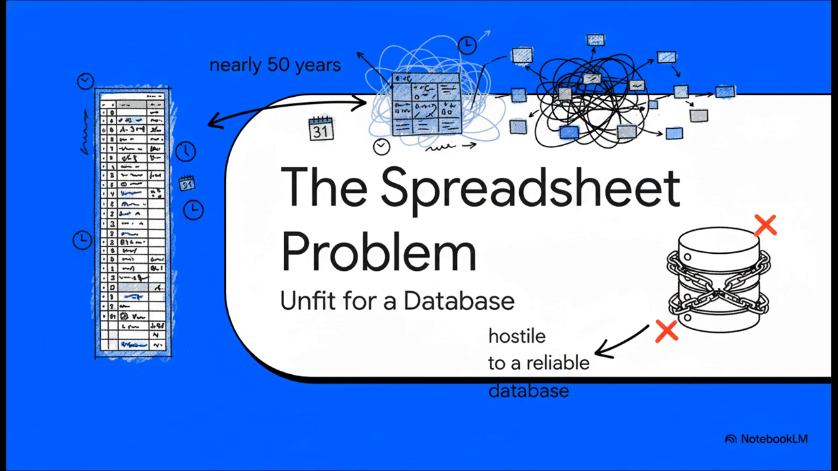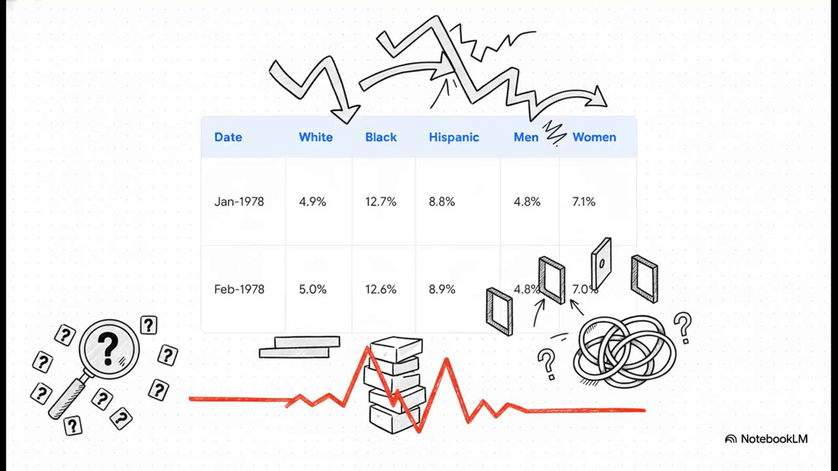The source for this whole project is a data file with almost 50 years of unemployment statistics. I mean, it is packed with valuable information, but the way it's structured, well, that's where the problems begin. It's a classic example of data that just isn't fit for a reliable database. And here it is. This is what we're starting with.